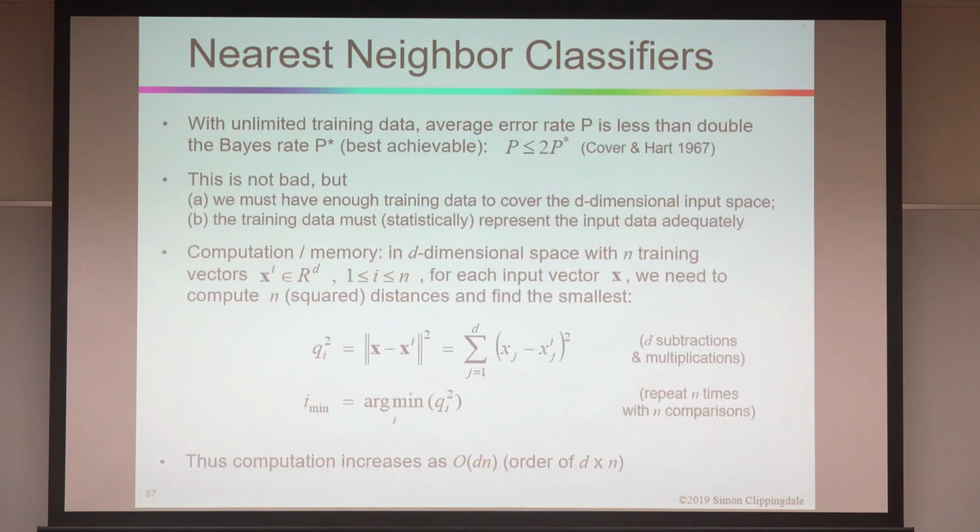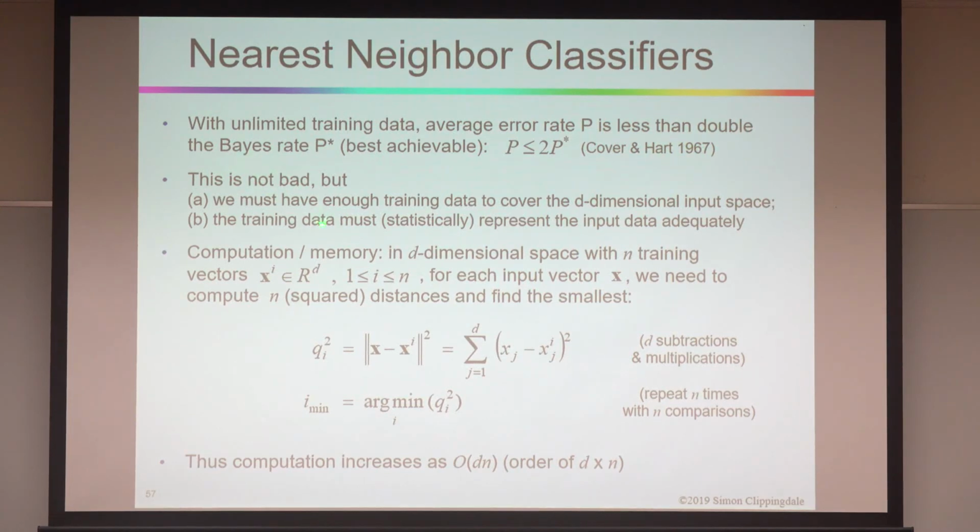There are some disadvantages to it, but we'll get onto them later. With unlimited training data, you can show that the average error rate you achieve with a nearest neighbor classifier is less than double the Bayes rate, which is the best achievable error rate, going back to what we were saying about how you choose your discriminant functions optimally. This was shown 52 years ago.